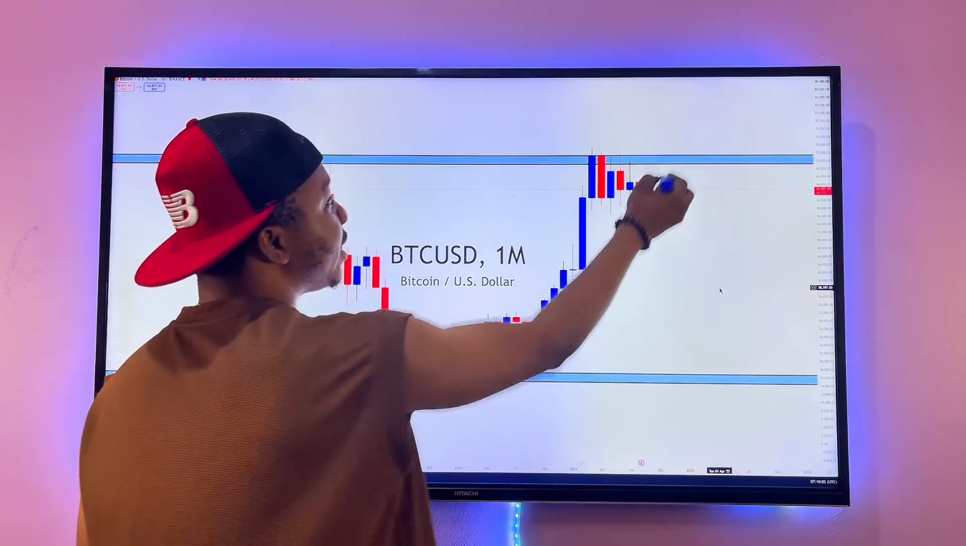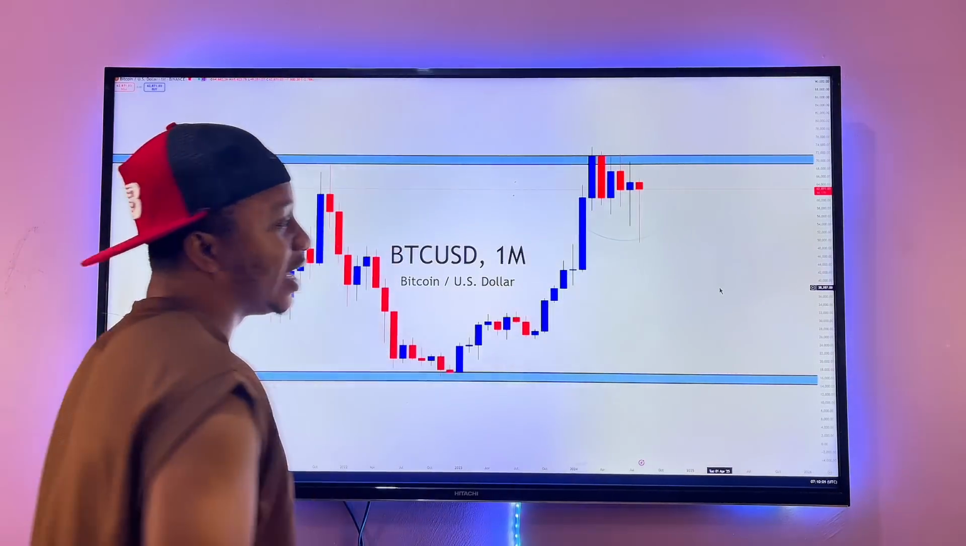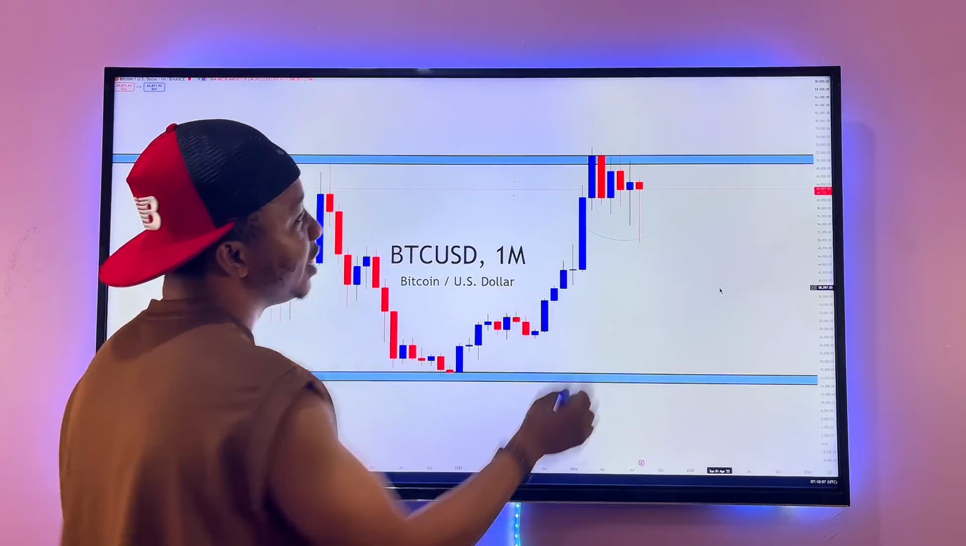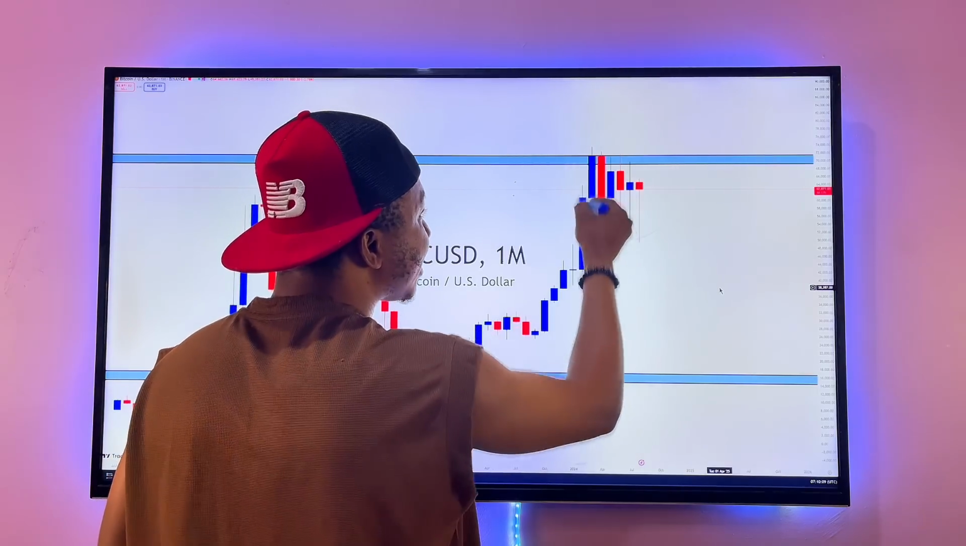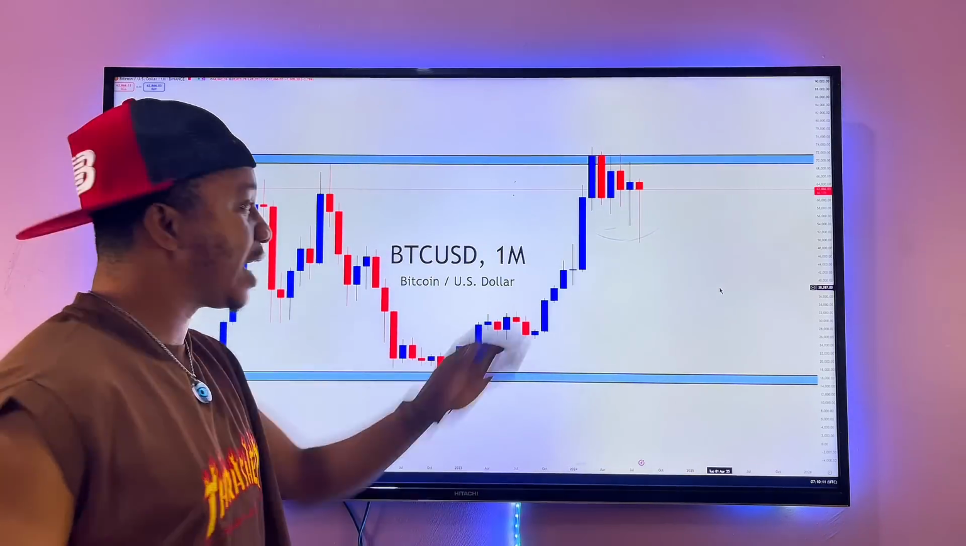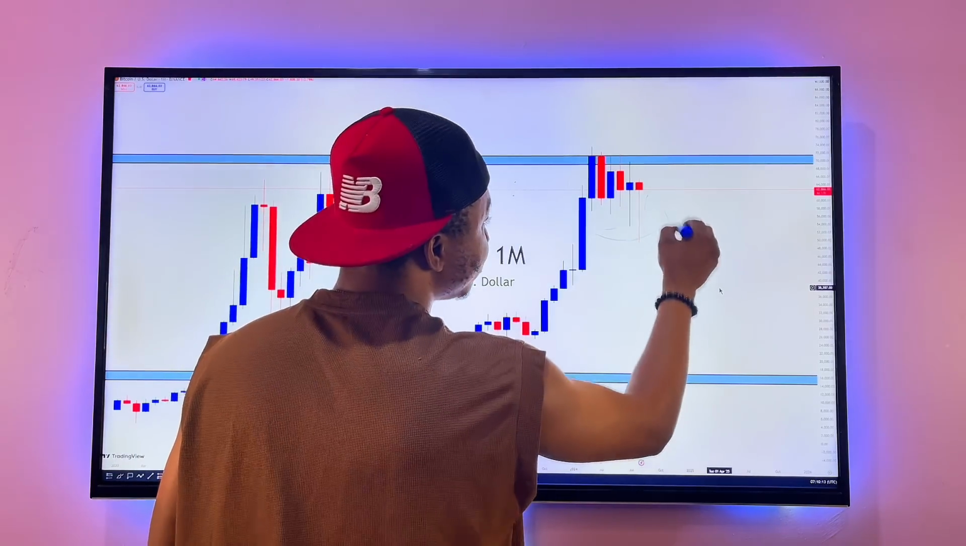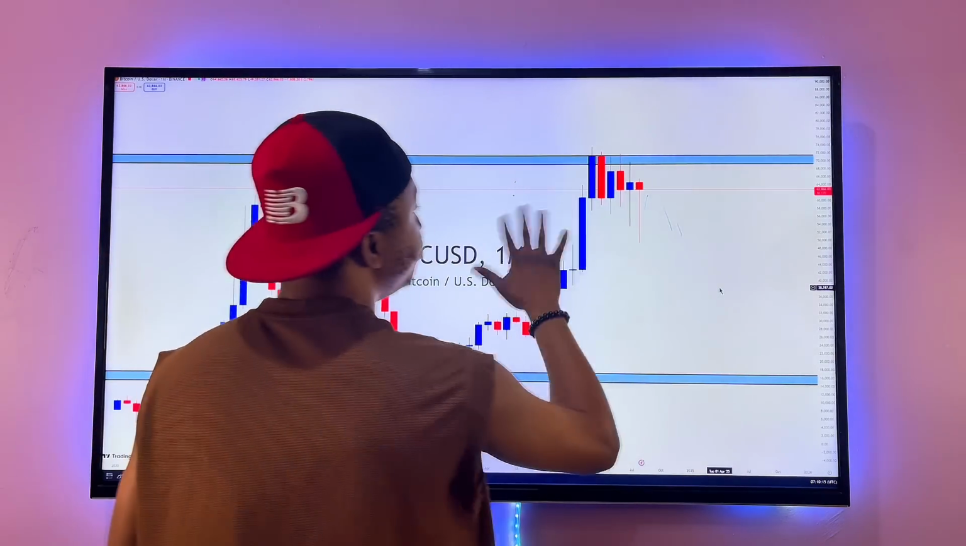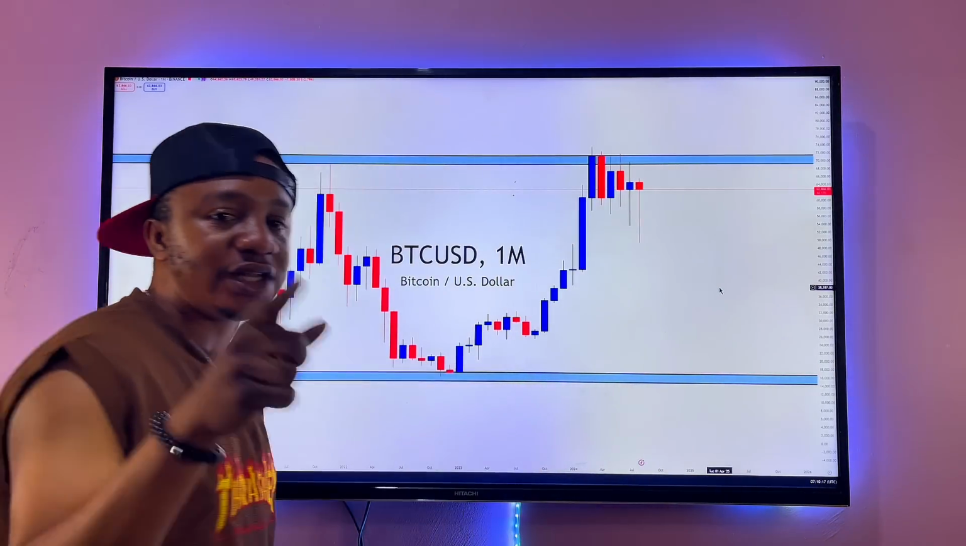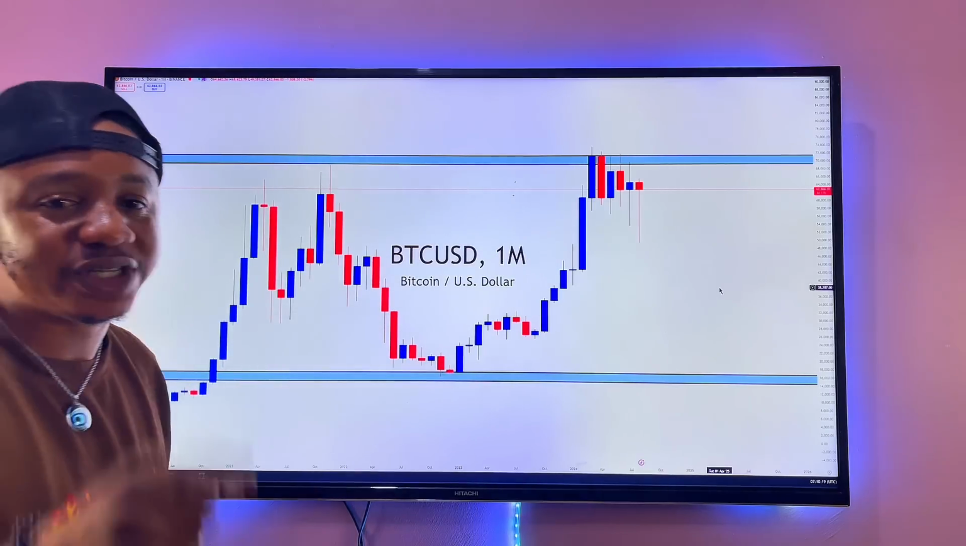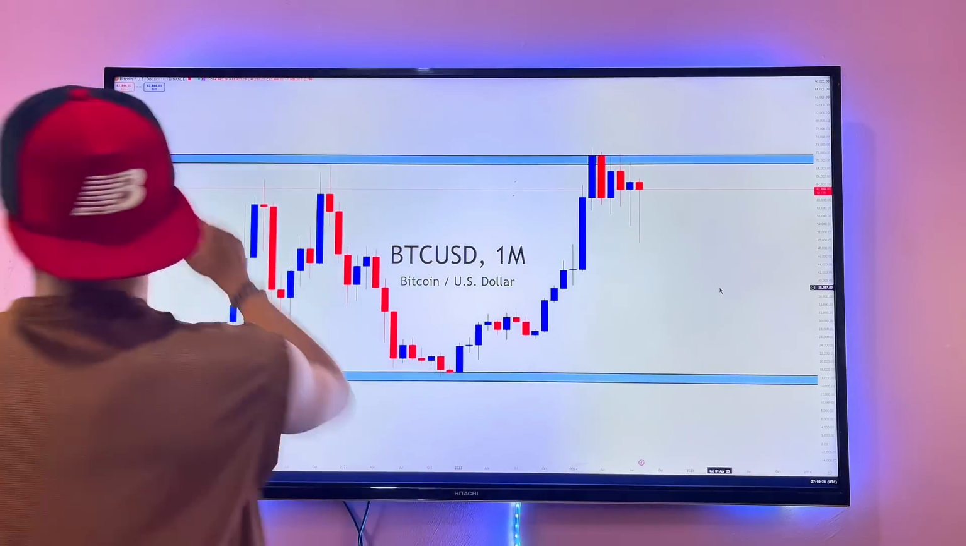Now, before we can understand the range or the battle over here, let's take it further to weekly time frame, get to understand the flow of the market around this area before we decide whether price will either go up or drop down on the monthly time frame. All right, so BTC USD, let's take it further to weekly time frame and add more meaning to this technical analysis. All right, let's go.